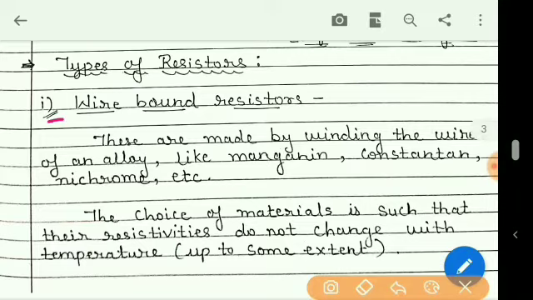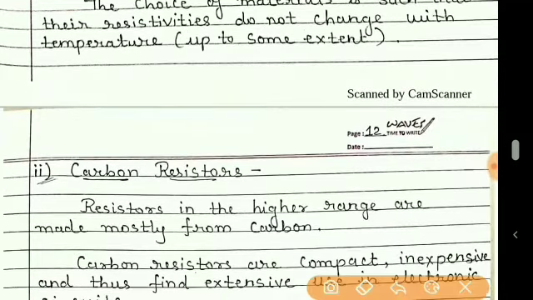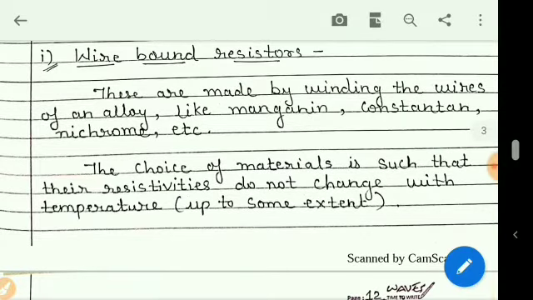Generally two types of resistors are used. One is wire bound resistors and the other is carbon resistors. Students, these resistors are used in electronic circuits, also in laboratories for experiments. These resistors are commercially manufactured so that they can be used for different types of purposes in electronic circuits.